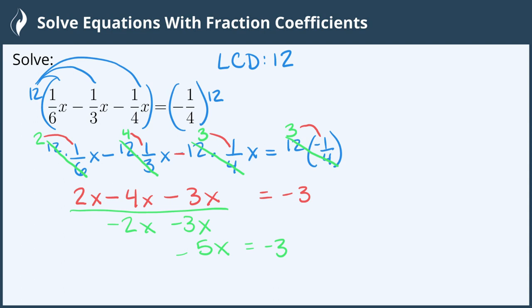To continue isolating the x, we'll divide both sides by negative 5. On the left-hand side, negative 5 divided by negative 5 cancels, so we're just left with x. On the right-hand side, a negative divided by a negative is positive, so we end up with the answer of positive 3/5. And we're all done.